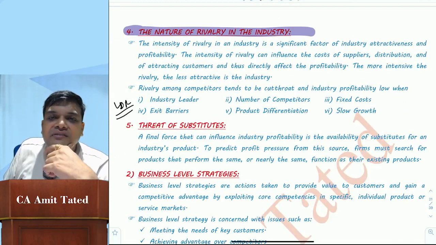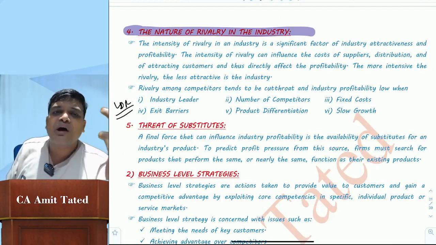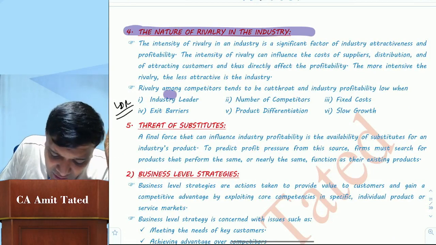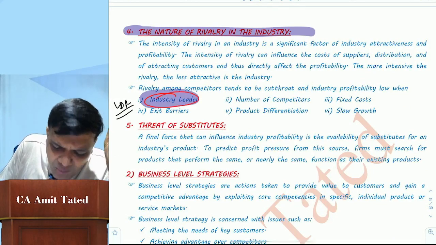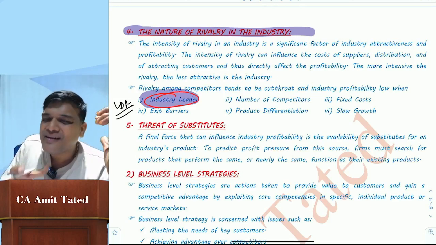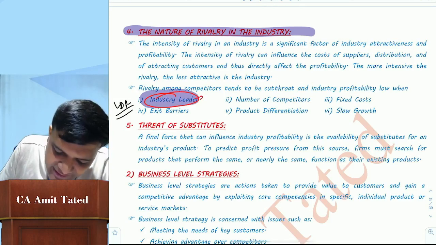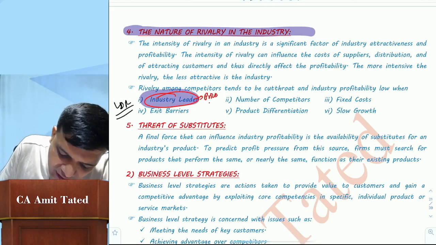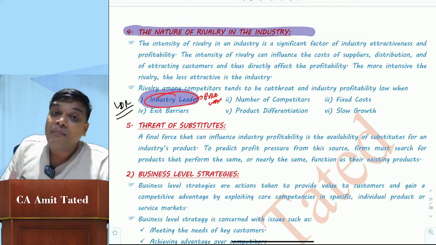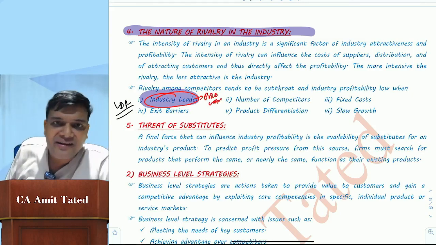What is the nature of rivalry in the industry? How is the competition in your industry? First, if there is an industry leader, nobody will reduce the price because the industry leader is there. So reducing price and starting a price war is a big challenge with an industry leader. Do you understand price war? I will reduce the price, he will reduce the price, and so on. But if he is a leader, I am out of the market, that is for sure.